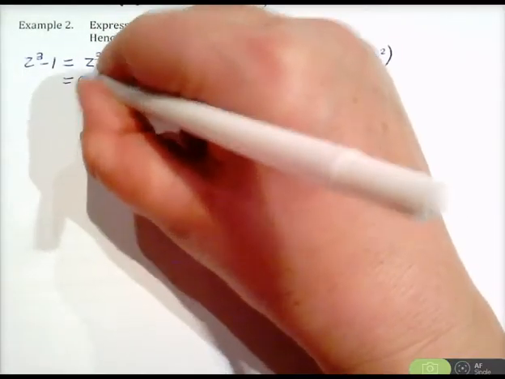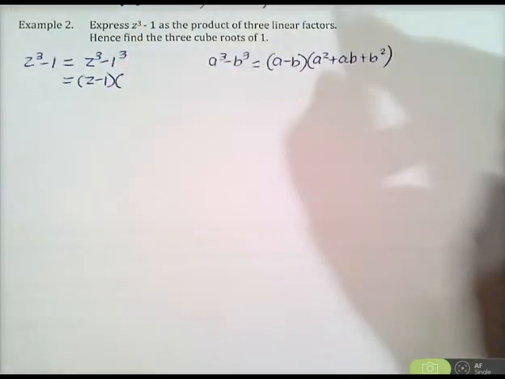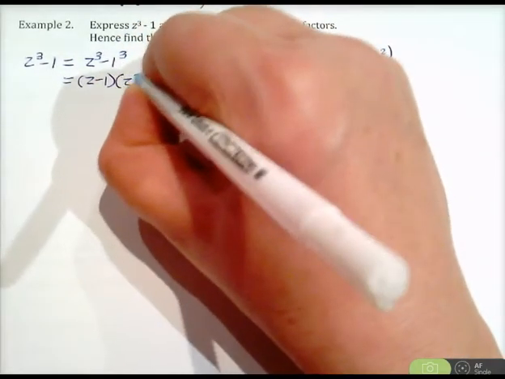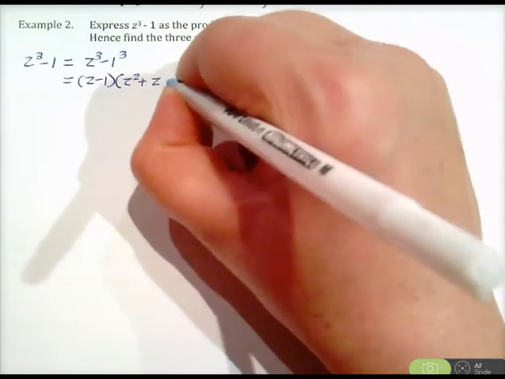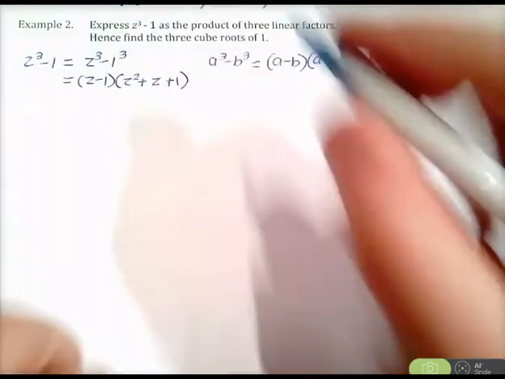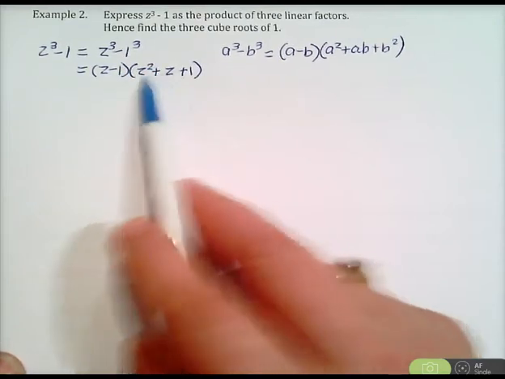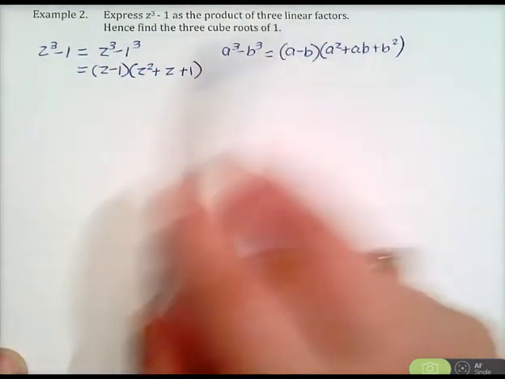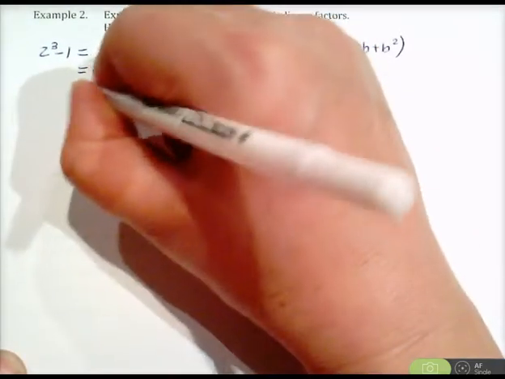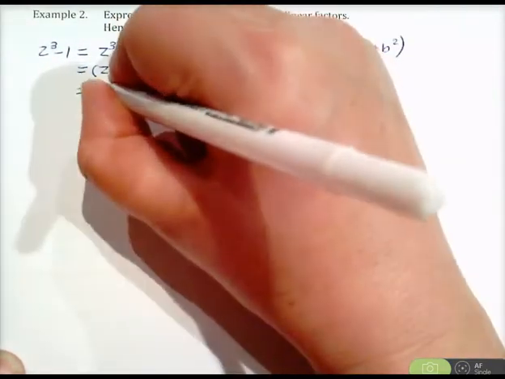So if you factorize this, you get z minus 1, and then we get z squared plus 1z, which is just z plus 1. Now here I've got one linear factor and a quadratic factor. So I need 3 linear factors, so I have to factorize this. Now to factorize this, I'm going to complete the square.